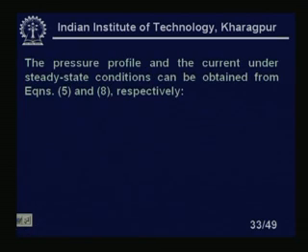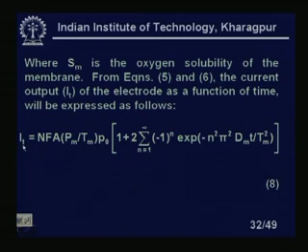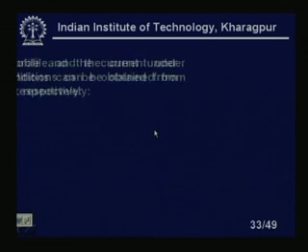The pressure profile and the current under steady state condition can be obtained. What will happen in the steady state condition? This exponential term will go to 0, because it is a negative exponential power. As time grows, the exponent becomes larger and larger, and since it is 1 upon this, it converges to 0. So only the remaining portion stays, and that is the steady state current output, clear?